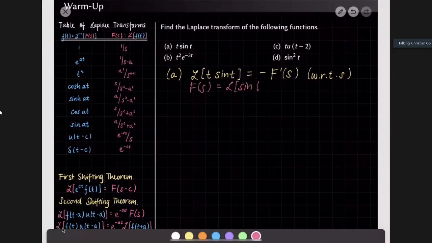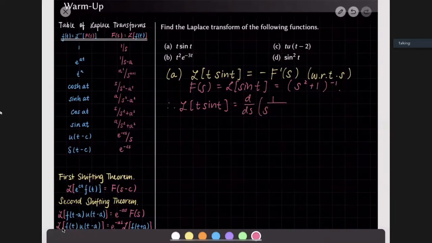Is it on our table? Yeah, a over s squared plus a squared, where a is 1. So that's just 1 over s squared plus 1. So what is the Laplace transform of t sine t? I just differentiate my expression here with respect to s. That's d/ds of 1 over s squared plus 1.